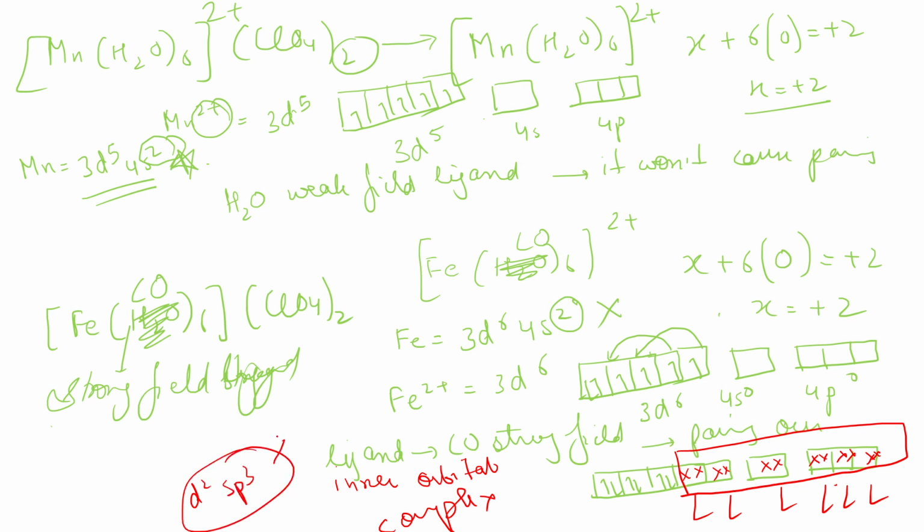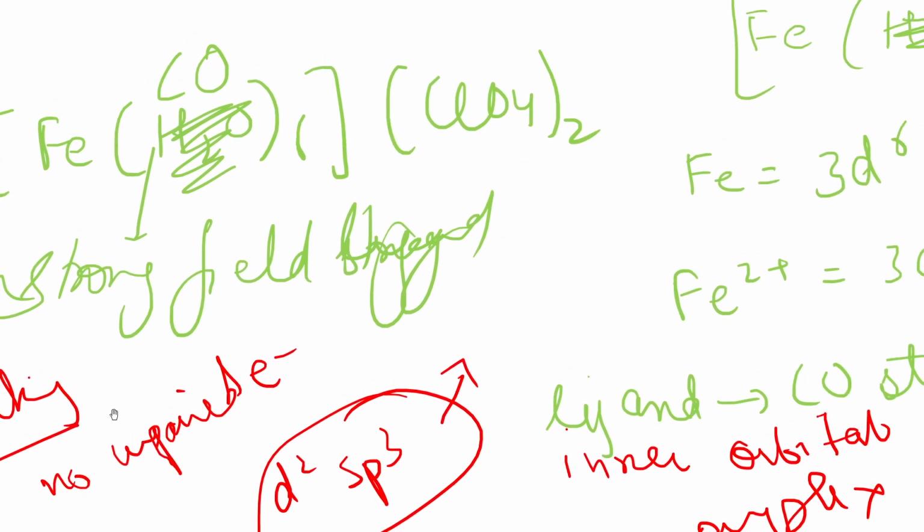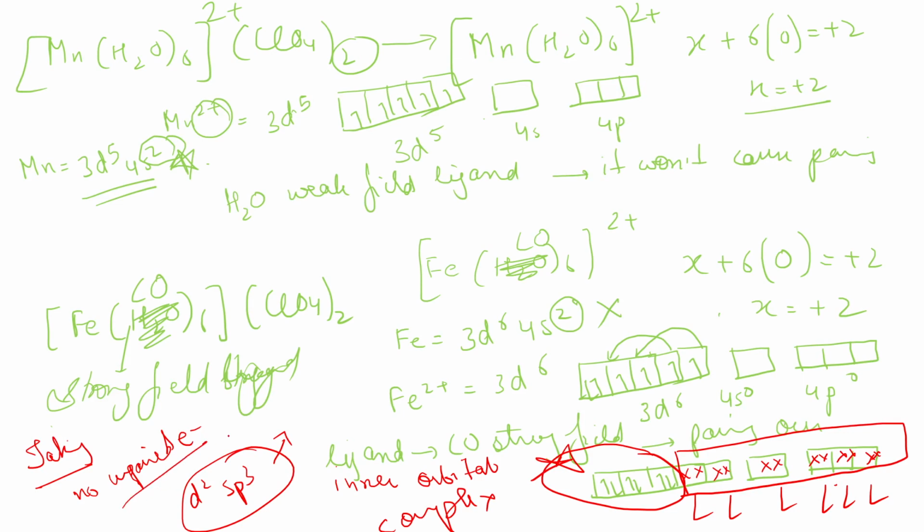d2sp3. Now talking about the magnetic property. Is there any unpaired electron present over here? All the electrons are filled. So there is no unpaired electron. Therefore, the species is diamagnetic. The complex is diamagnetic. I hope you guys understood.